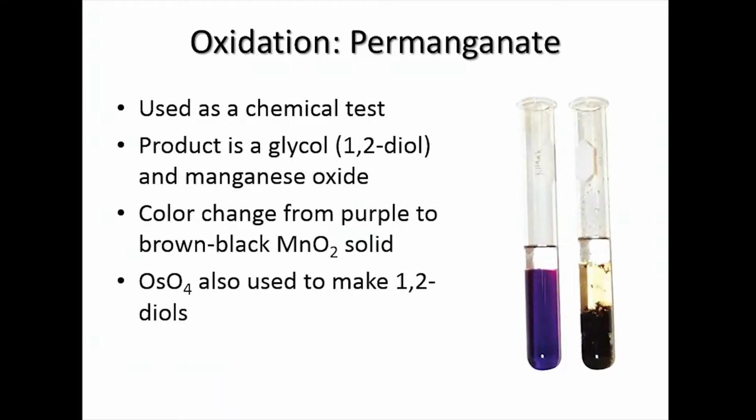We can oxidize a double bond using permanganate. This is typically a chemical test. The product is a glycol, which is a 1,2-diol, right? So it's an alcohol, two alcohol groups on the molecule, and manganese dioxide, which is a brown solid, it looks like a melted brown crayon, actually.